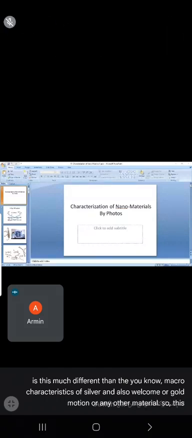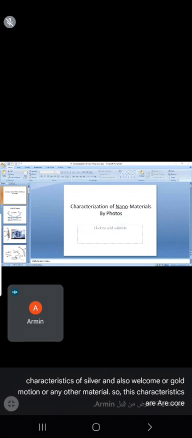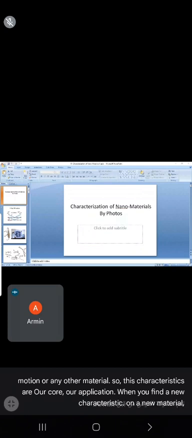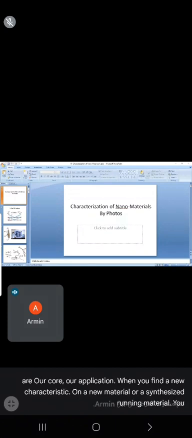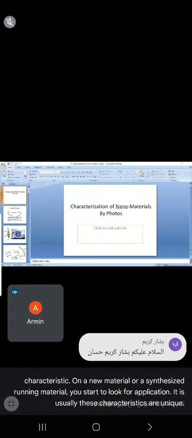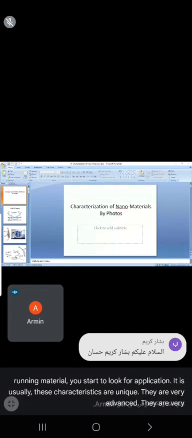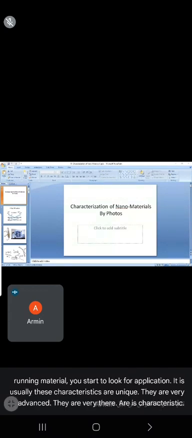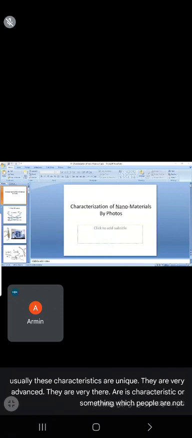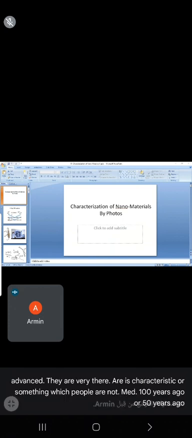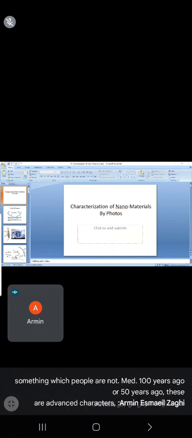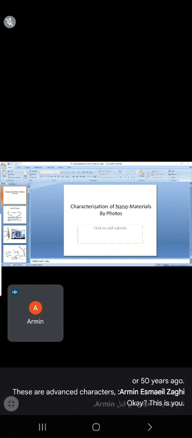These characteristics are the core of application. When you find a new characteristic in a new material or a synthesized nanomaterial, you start to look for applications, because usually these characteristics are unique. They are very advanced. They are something which people were not aware of 100 years ago or 50 years ago. These are advanced characteristics or advanced properties of your material.